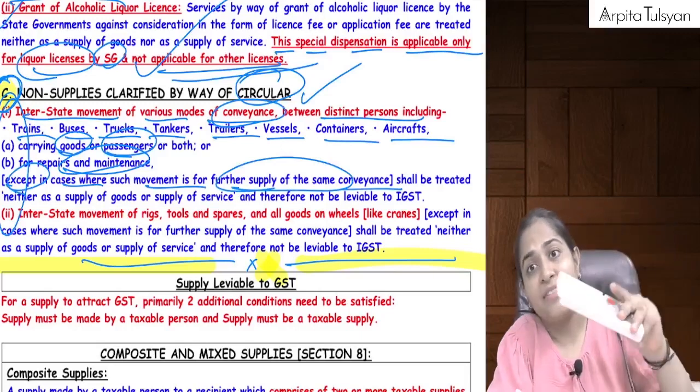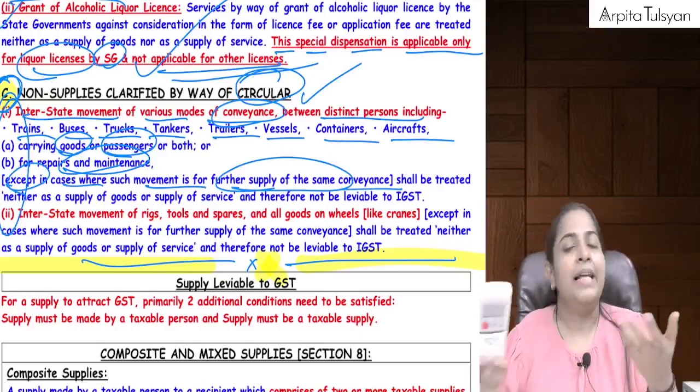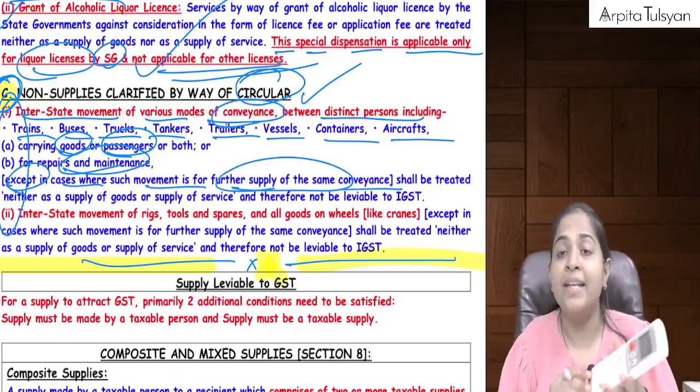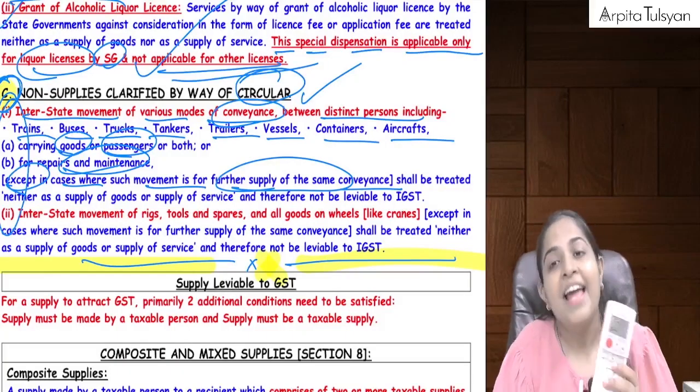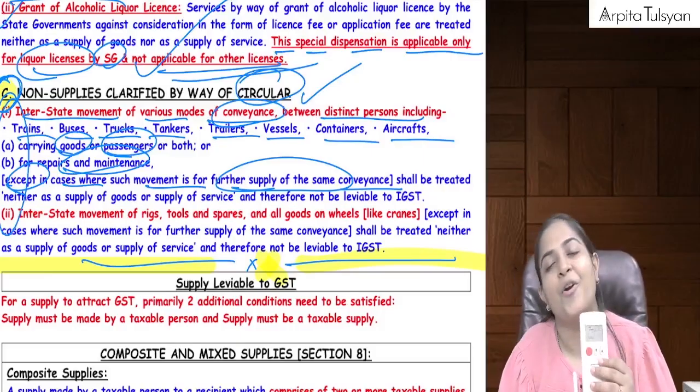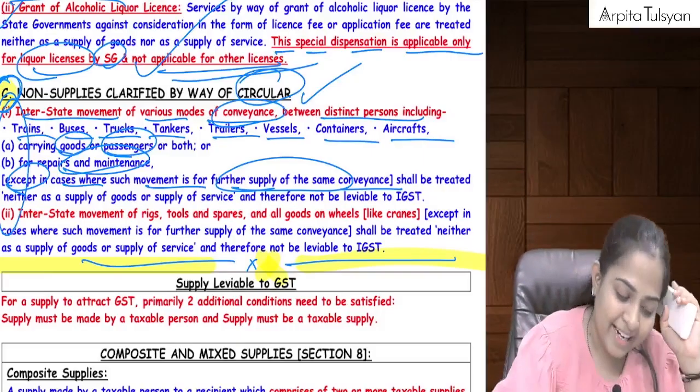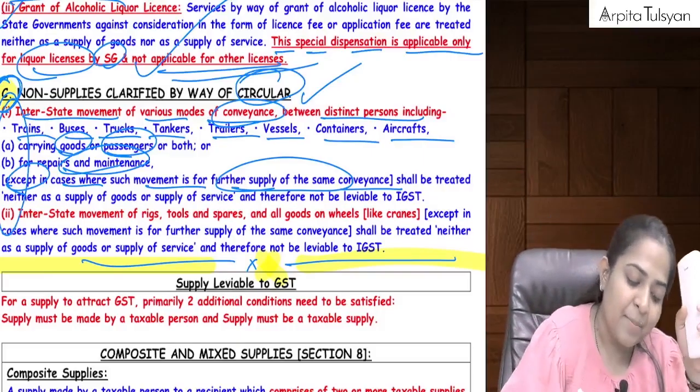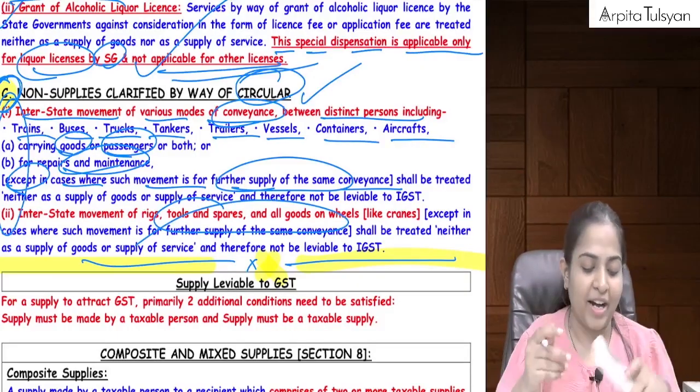If we are sending the vehicle so that the vehicle can be sold, then that will be a supply of vehicle. But here we are not selling the vehicle, we are just using the vehicle. So this cannot be considered as a supply of conveyance. Yes, and similarly, everyone, please try to understand.